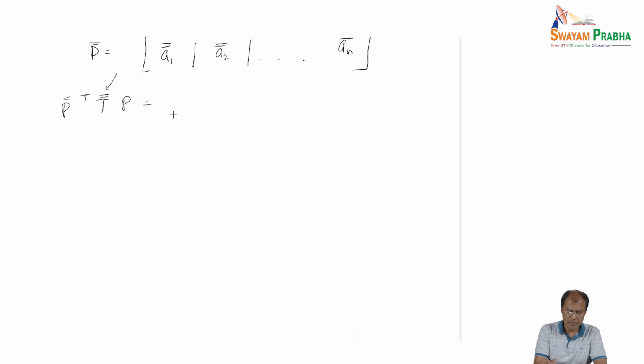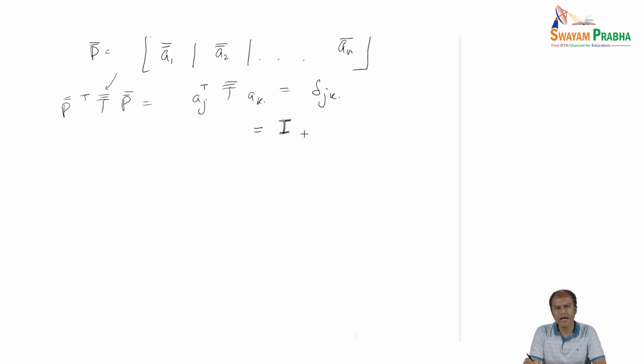So this is my matrix P, and in this case P transpose T P will be nothing but A_j T A_k. This is because we have chosen the columns of P to be the eigenvectors A_j. This is the same operation we saw in the previous module, and this is equal to delta jk. In matrix notation, this is an identity matrix. Only when j equals k is delta jk 1, so only the diagonal entries are 1, otherwise off-diagonal entries are 0, and we get the identity matrix.